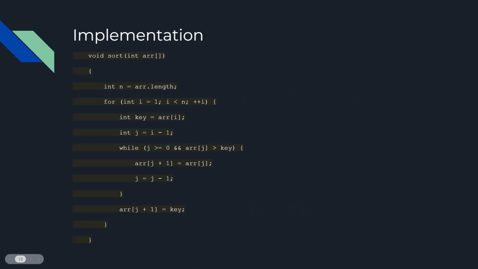So for implementation, it'll loop through the entire array, starting at the first one, and you'll just compare pairs. And if you find a pair that's not in the right order, then you'll swap them, and then you'll have to go back one step because you might need to swap it again for the number to reach the correct place in the array.